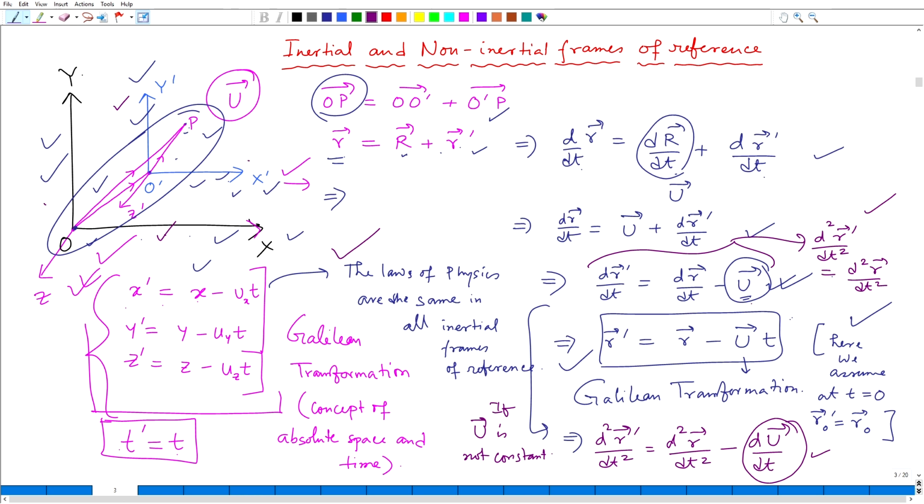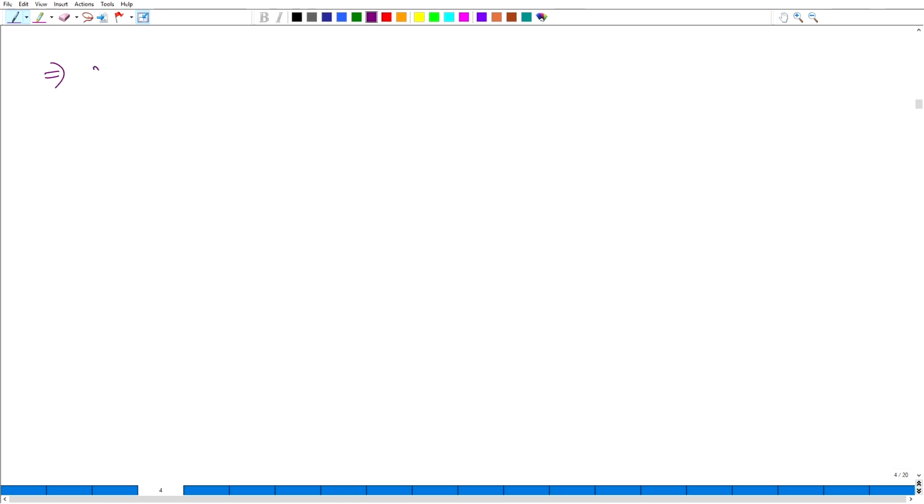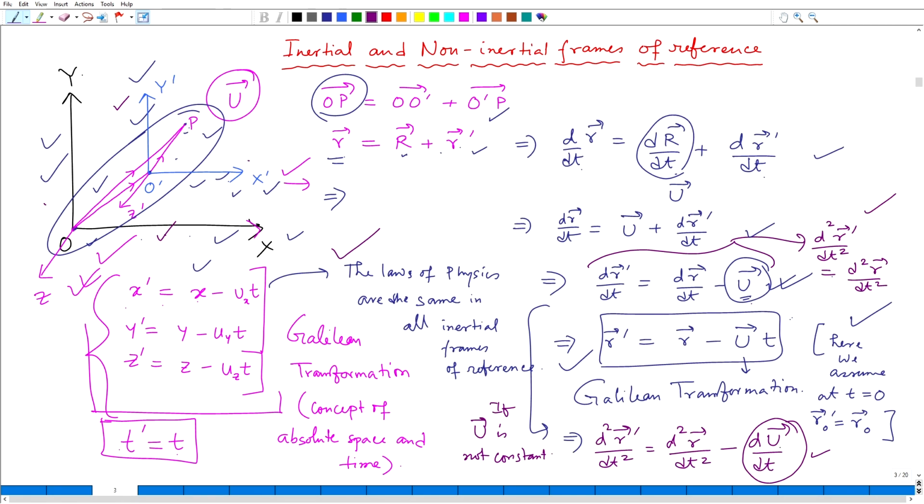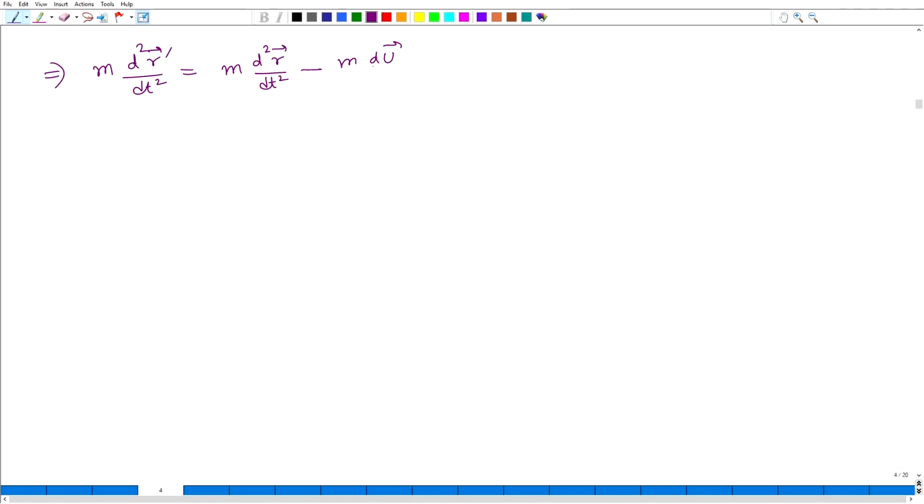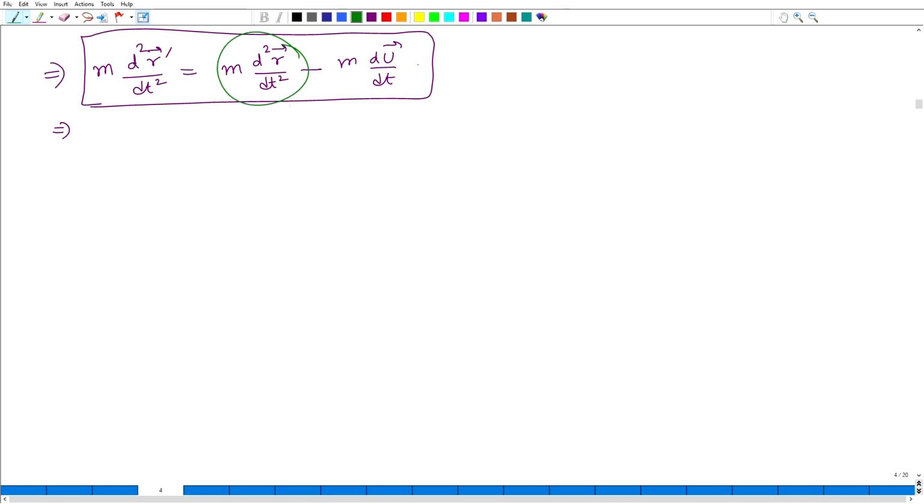And so, this is the acceleration of this primed frame of reference with respect to this unprimed frame of reference, and that is why if you now write m d2r prime dt2, it is equal to m d2r dt2, since the masses m and m prime are the same, that is our assumption, minus m du dt. Now, this part relates two frames of reference even when there is a relative acceleration. But let us say one of the frames of reference is the inertial one, and I assume for convenience that this unprimed one is the inertial one, and that means this will be equal to F external.